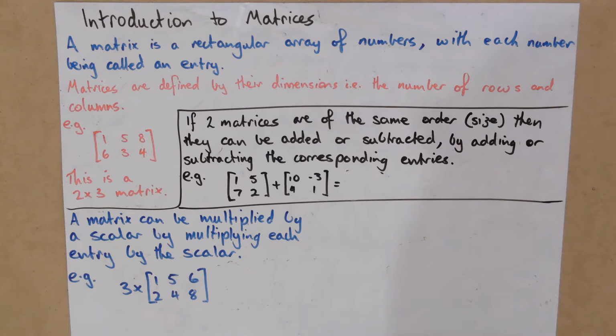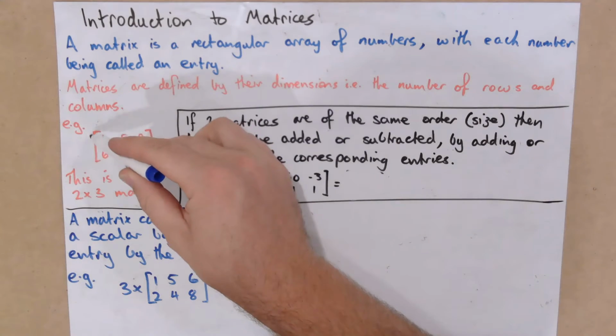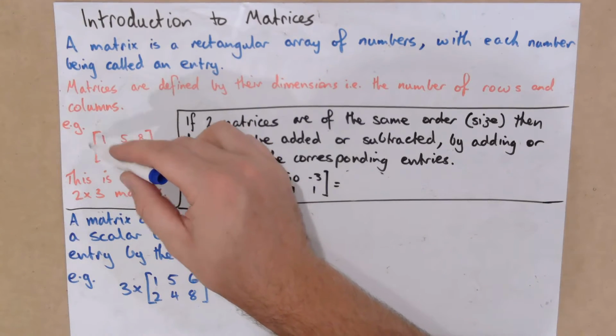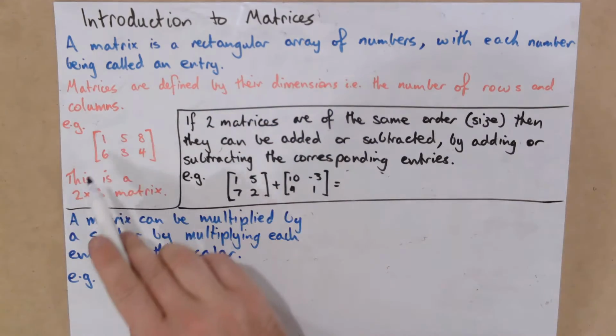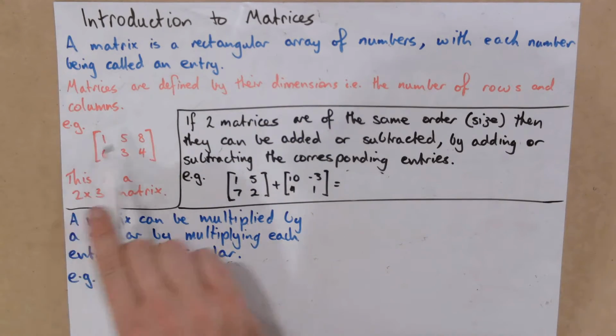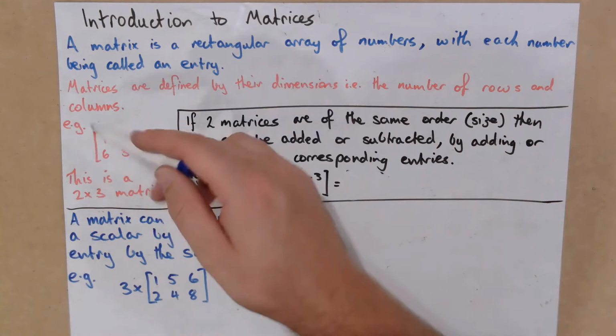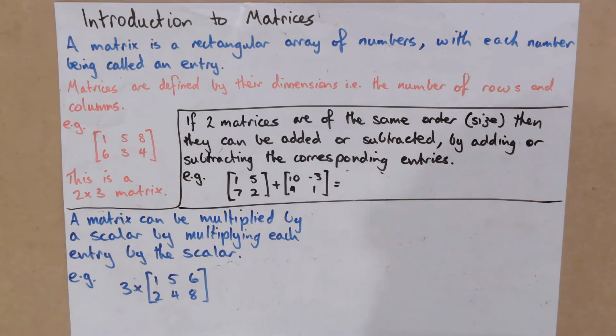Okay, so a matrix is a rectangular array of numbers with each number being called an entry. Matrices are defined by their dimensions, i.e. the number of rows and columns. So this is what a matrix looks like. You can see we've got our square brackets here, and because this has 2 rows and 3 columns, we'd say this is a 2 by 3 matrix.